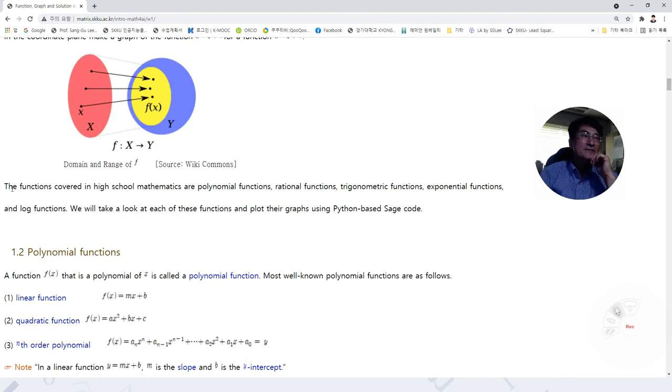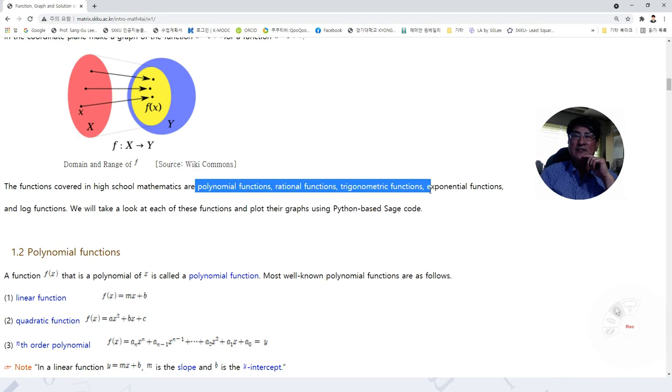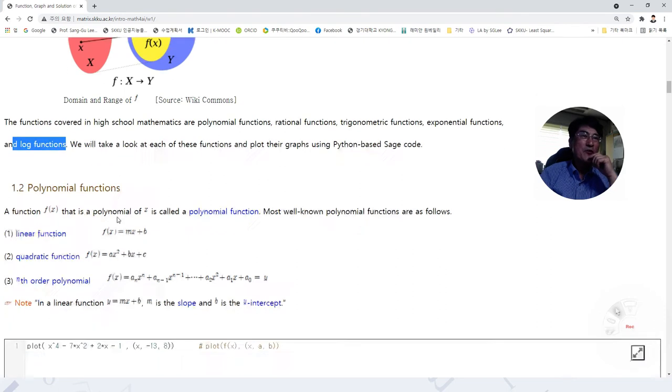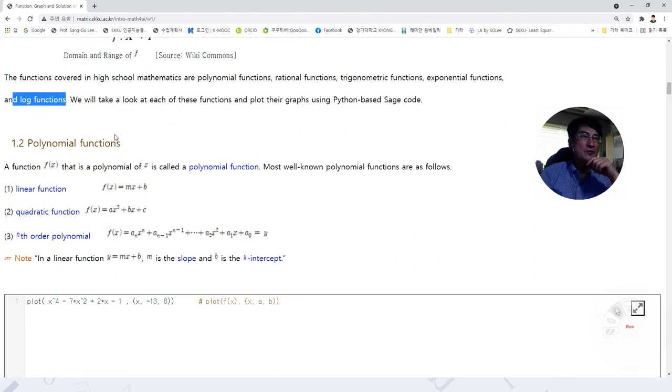Okay, you must have learned it from middle school and high school years. And you have covered such functions, including polynomial functions, and rational functions, and trigonometric functions, and exponential functions, and log functions. We will take a look at each of these functions.